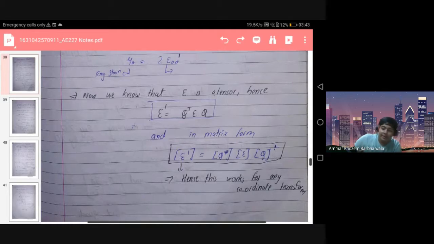And in matrix format, we have to take the transpose of it for each and every vector. Since epsilon is a symmetric tensor, epsilon transpose is also the same, so it's just the convention. There's nothing very difficult going on here. We are just transforming the epsilon tensor into some other coordinate basis, and in that basis, the epsilon tensor gives us the strain in those two directions, which are the principal directions.